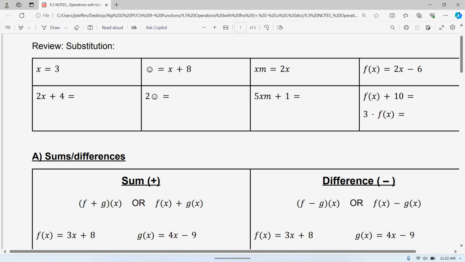So before we start, I just want to do a really quick review on substitution to get us on the same page. Obviously, if x is equal to 3, you plug that in, you'd have 2 times 3 plus 4. 2 times 3 is 6, 6 plus 4 is 10. Now, even if it's not a letter or a symbol, even if a smiley face is equal to x plus 8, we still plug that in. And even if it's equal to a binomial, we still plug that in. So this would be 2 times x plus 8. That's something you hopefully remember from when we did systems this year.